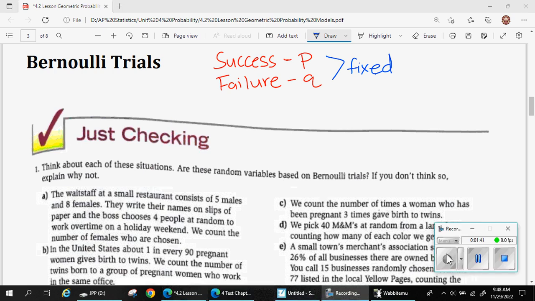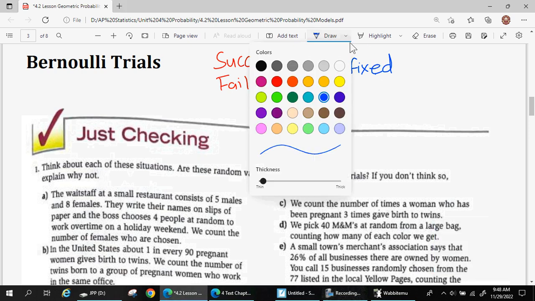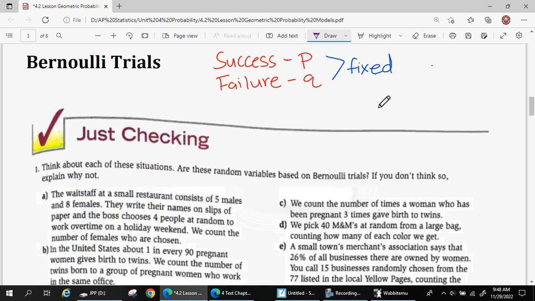So for a Bernoulli trial, we need to only have two possible outcomes, success or failure. We need to know the probabilities of those outcomes, and those probabilities need to be fixed. That means they need to not change no matter what happens. So if I have one outcome, it does not change the probability of success or failure on the next outcome. So they need to be independent.